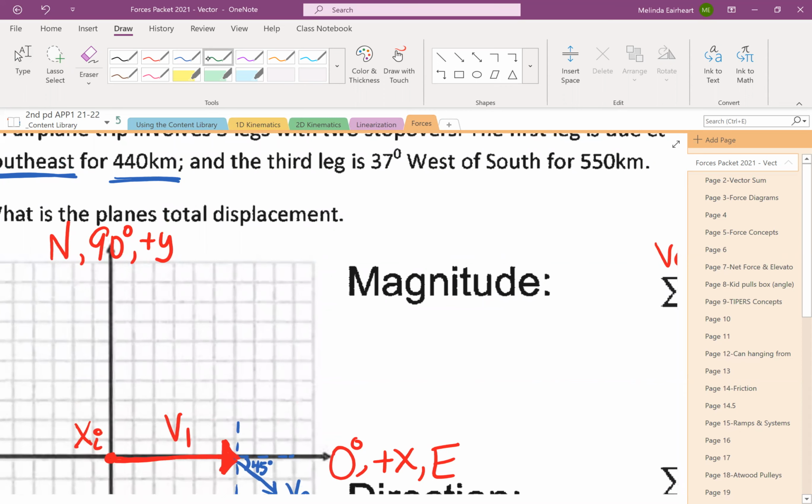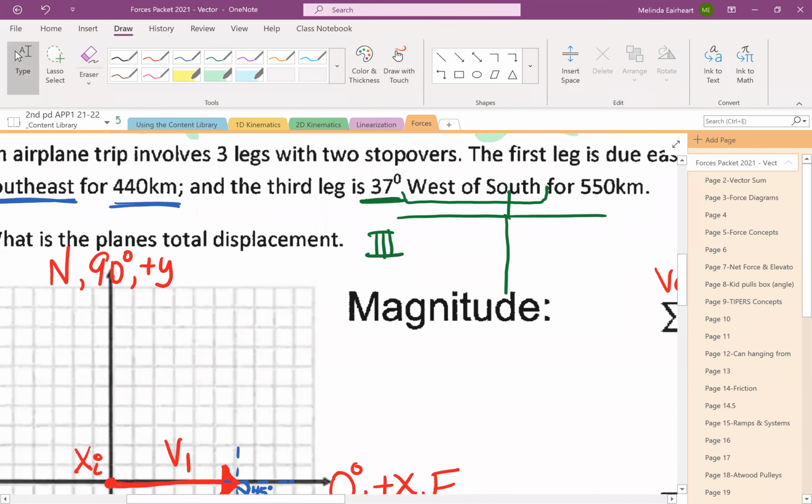The third leg is 37 degrees. Notice they don't just say southwest. They say west of south. Tomorrow it might be south of west. So what's the difference? Well, let's draw a little sketch here. It's quadrant 3, right? So quadrant 3, west of south. Let's reword that.